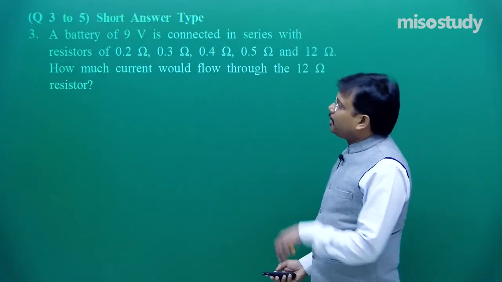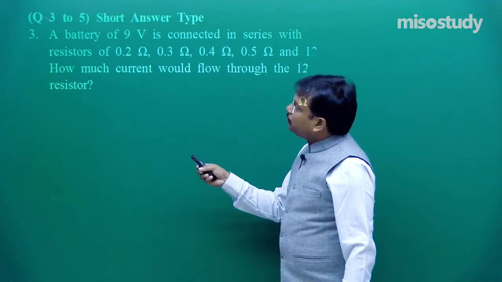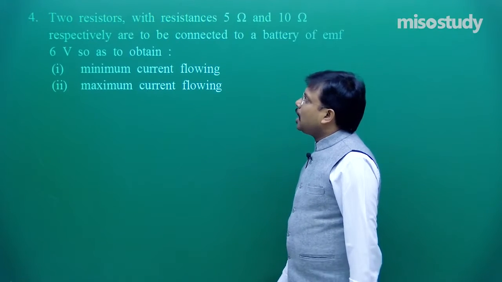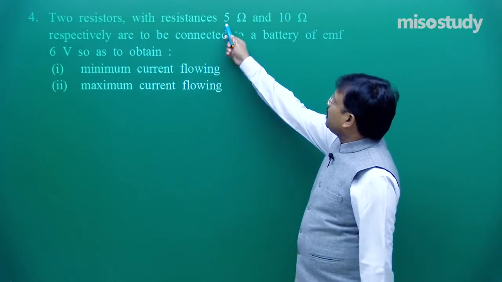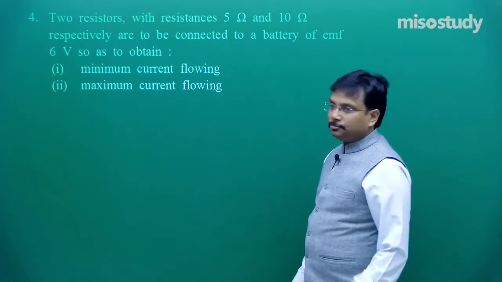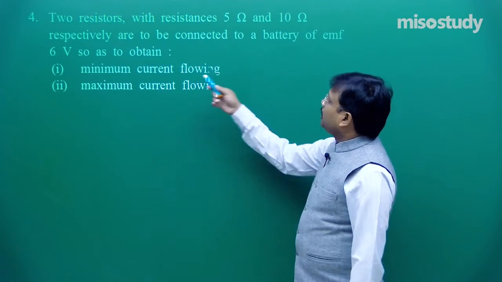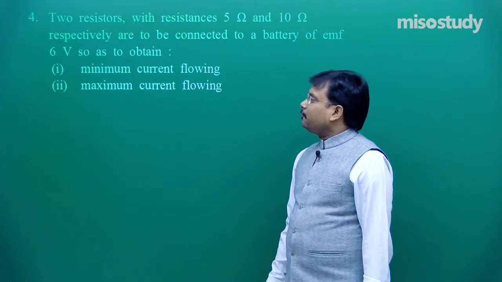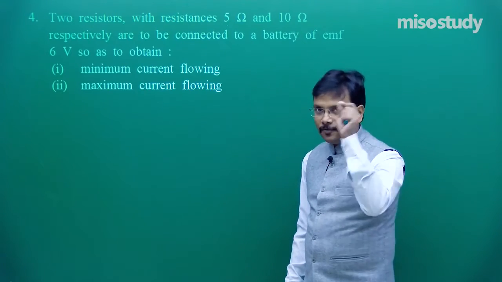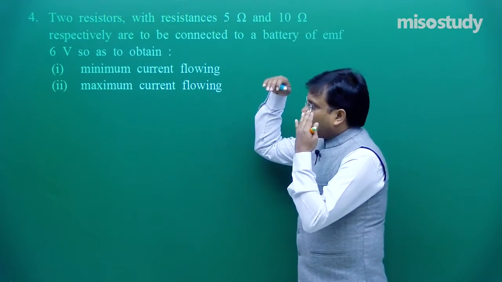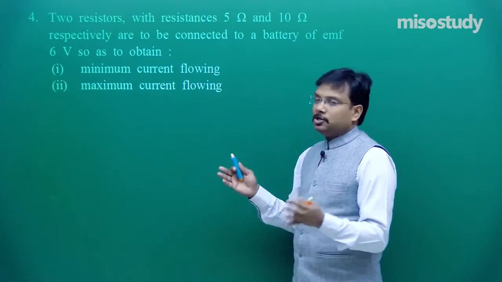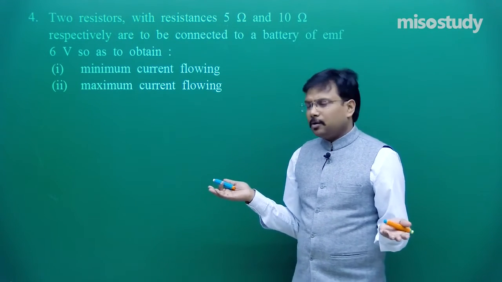Now, it comes question number 4 and be careful, 3, 4, 5 have the same set of instructions. Two resistors with resistances 5 and 10 ohm are connected to a battery of EMF 6 volt so as to obtain minimum current flow, maximum current flow, fine. I am telling you the complete answer, and after getting the knowledge of this complete answer I am sure you can calculate the values.